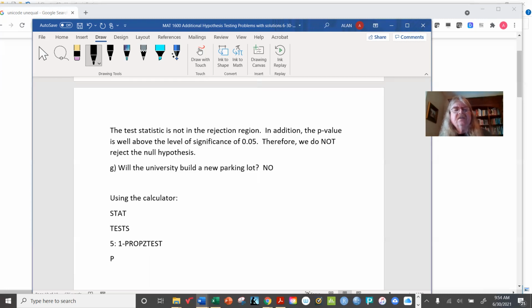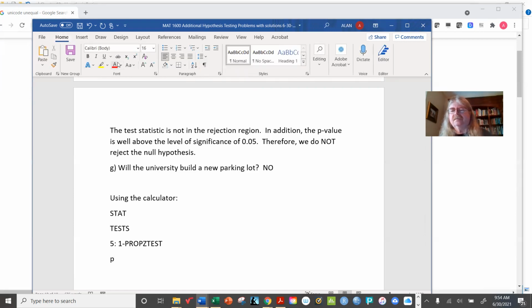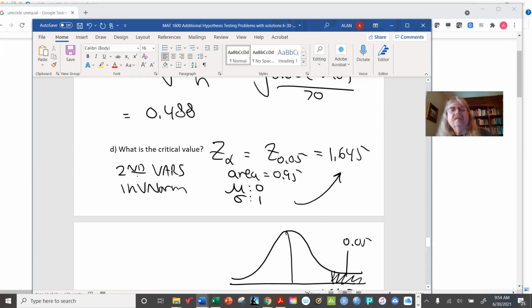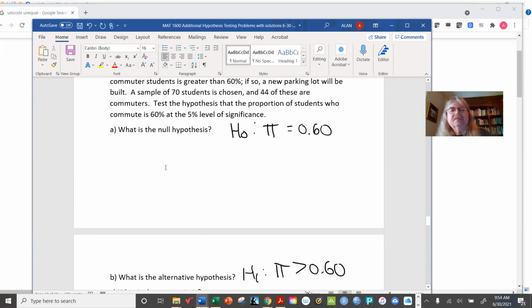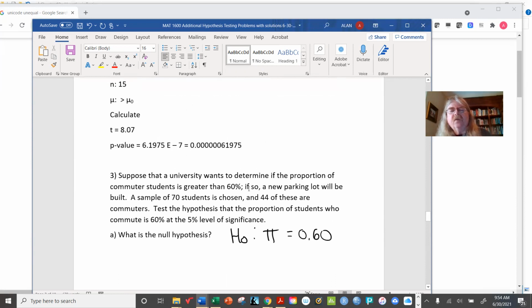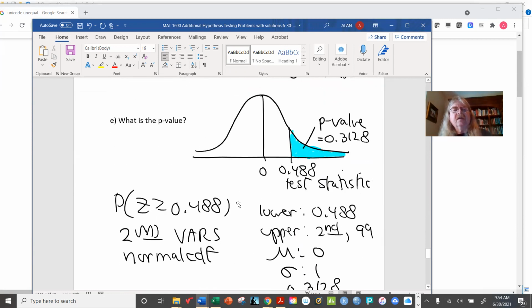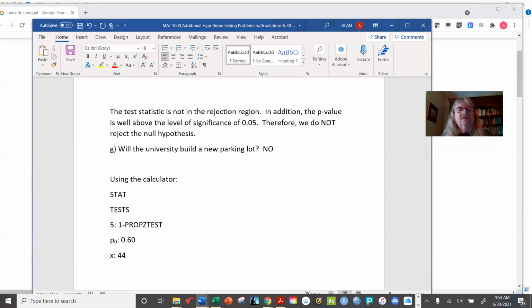So they're going to ask you for p0, which is obviously the hypothesized proportion, which is 0.60 in this case. This is what we're looking for. We think it's above 0.60. X, the number of students. Remember, we said back here, we took a sample and 44 out of 70 were commuters. So X is 44 and N is 70.